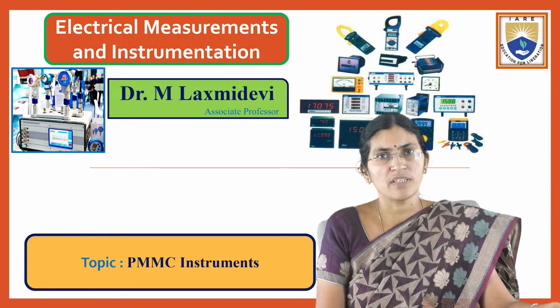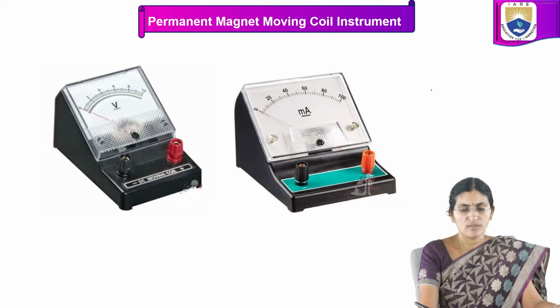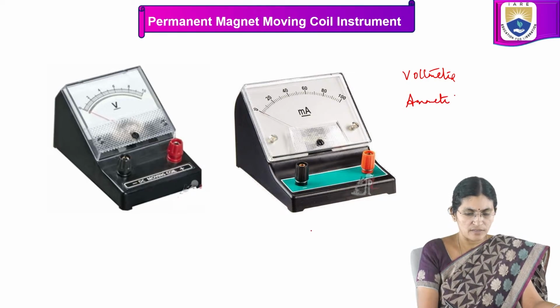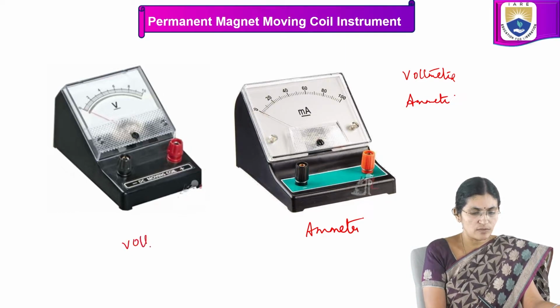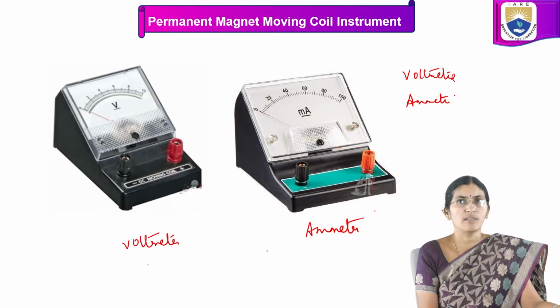Today's topic is PMMC instruments. Before discussing PMMC instruments, let us see what a voltmeter and an ammeter are. A voltmeter is the instrument used for measuring the voltage across the circuit, whereas an ammeter measures current. This is an ammeter as seen in this diagram, and this is a voltmeter, a practical ammeter and a practical voltmeter which are used in laboratories.